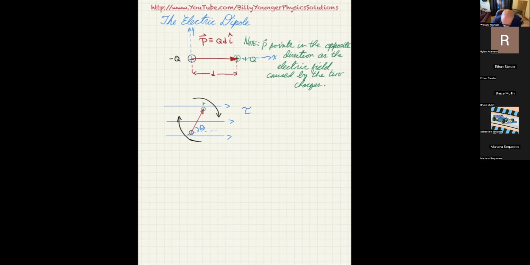So the torque on this dipole moment is, notice the distance d is the length of that vector. So the lever arm, if I imagine it rotating, for instance, right about here, the center, call that the pivot point. If I do that, then the torque is going to be 1/2 d, that's the lever arm. The force is going to be, remember the formula for force due to an electric field is Q times E. So the charge times the electric field is the force.